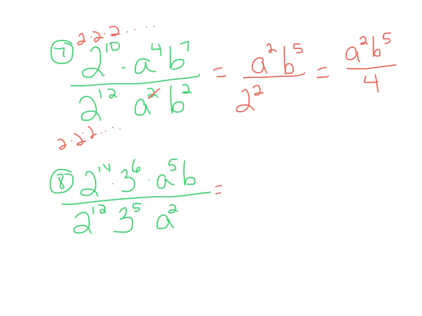All right, let's see how you did. Look at the 2's, 14 versus 12, so you can take 12 away. So you're left with 2 squared. Look at the 3's, 3. Look at the a's, 2 versus 5, a to the 3rd, and then b. Nobody canceled with b. So now you have a 1 on the bottom, but you really don't need it because, remember, the 1 on the bottom is optional, 1 in the numerator required.